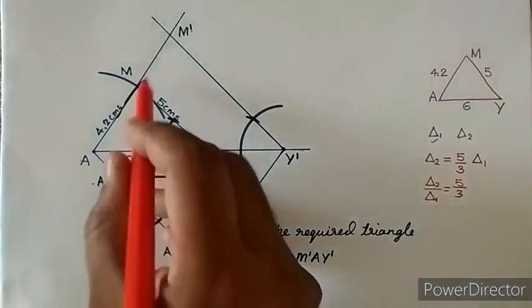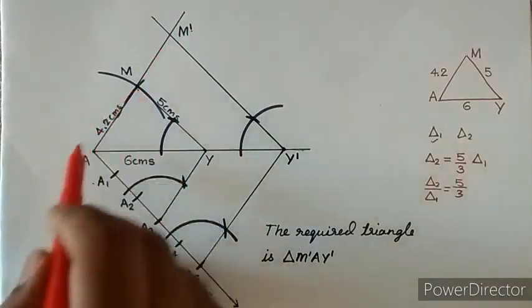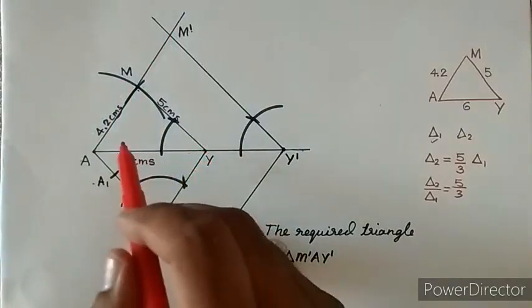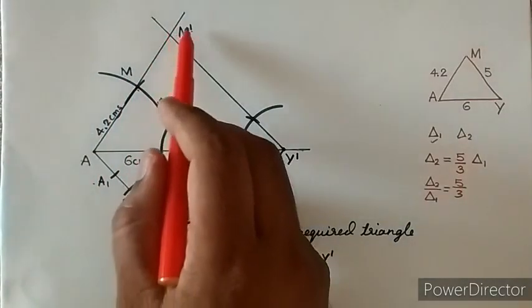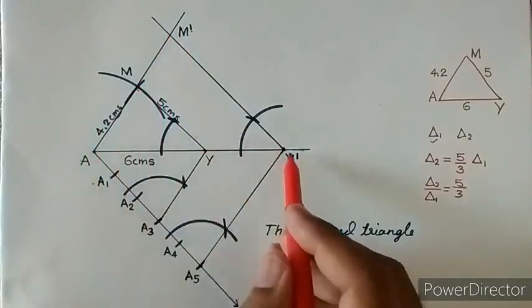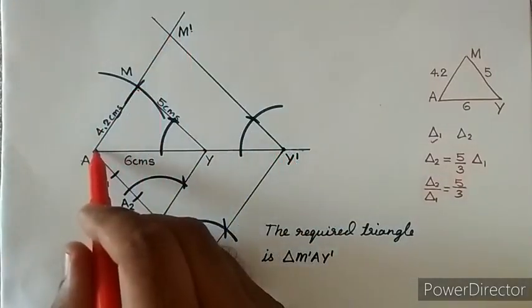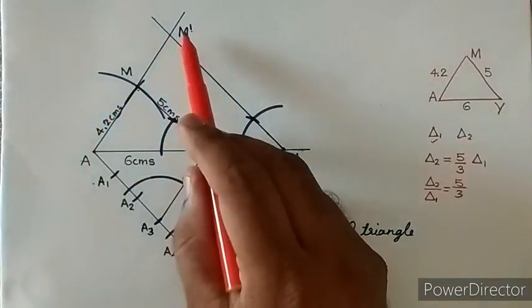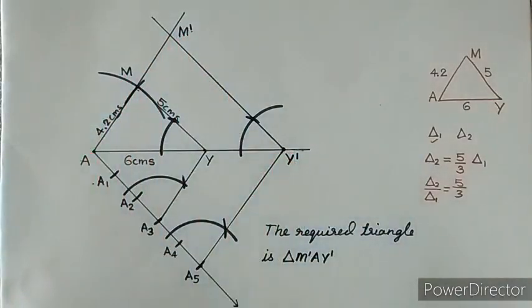So you see that this is your triangle 1 MAY, and the other triangle, the similar triangle, is M bar A Y bar. So A is the common angle for both triangles. So first one MAY, other one is M bar A Y bar. So you have to write, therefore the required triangle is triangle M bar A Y bar. Please copy the next set of questions and solve it.